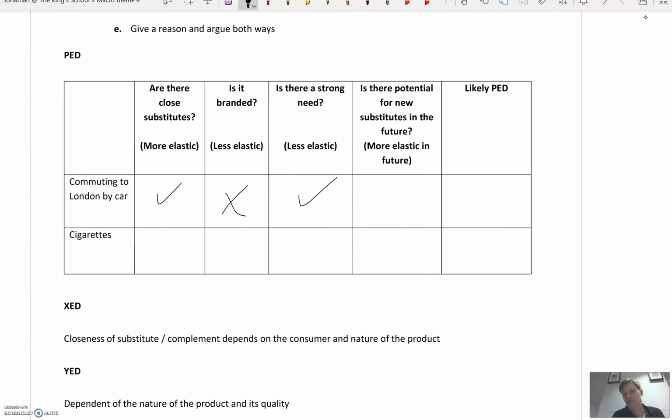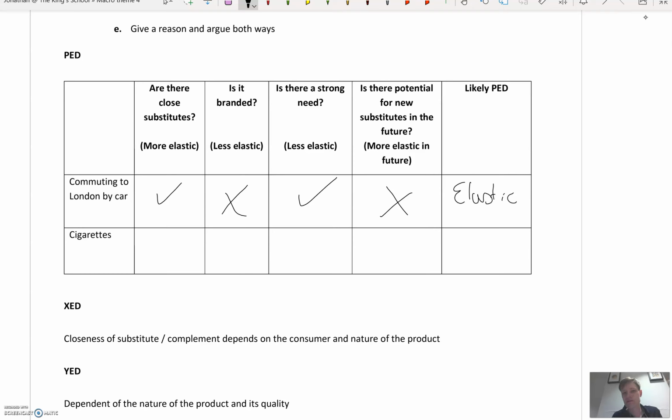Is there a potential for new substitutes in the future? Well, I can't imagine us flying into London, and not at the moment, I don't think, so I don't think we're going to get many more substitutes in the future to commuting to London by car. But as a result, you would argue that it's probably pretty elastic, and the congestion charge showed that actually commuting into London by car was very elastic. And when they charged people to go into London, a lot of people switched over to the train or other public transport.